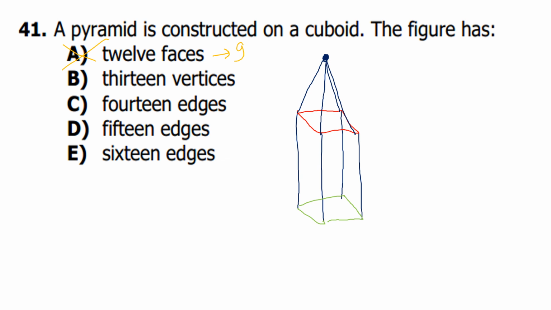13 vertices? 1 here, 4 here, and 4 here. Totally 9 vertices. It's not true.